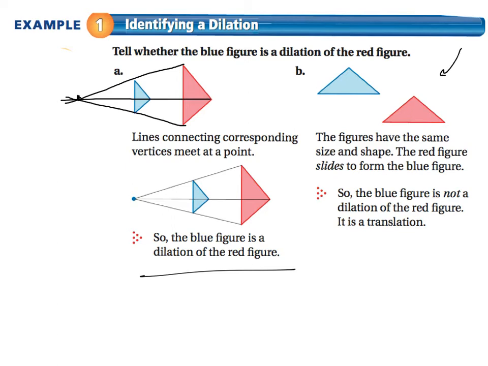Now, in B, the figures have the same size and shape, but the red figure slides. And if you actually connected the vertices, they will never connect at a point. Therefore, it is not a dilation.